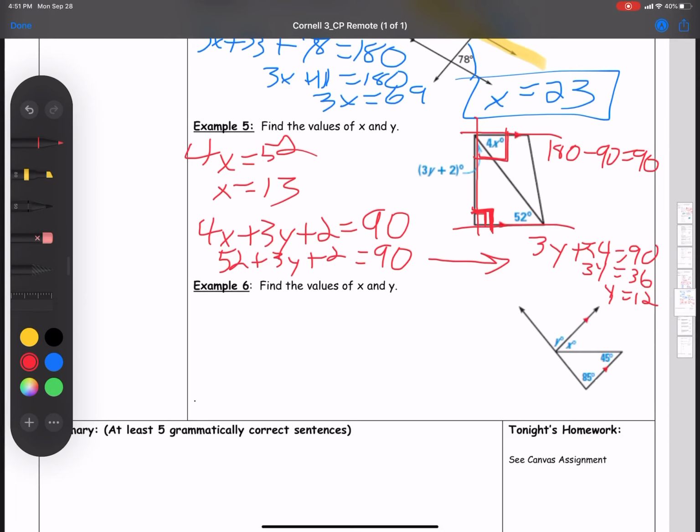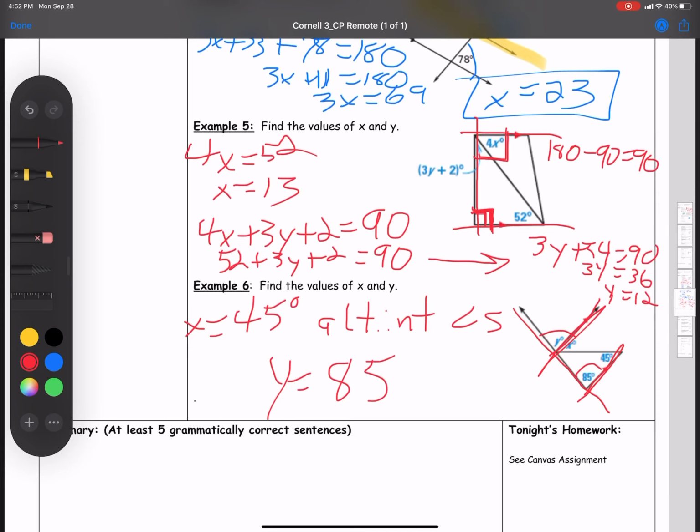Find the values of x and y. Well, first things first, x is going to be 45 because if I'm using that as my parallel line and that as my transversal, I have alternate interior angles. However, with y, I'm still going to use the same parallel lines, but this is now my transversal. I have corresponding angles, so y is going to equal 85 because we have corresponding angles.